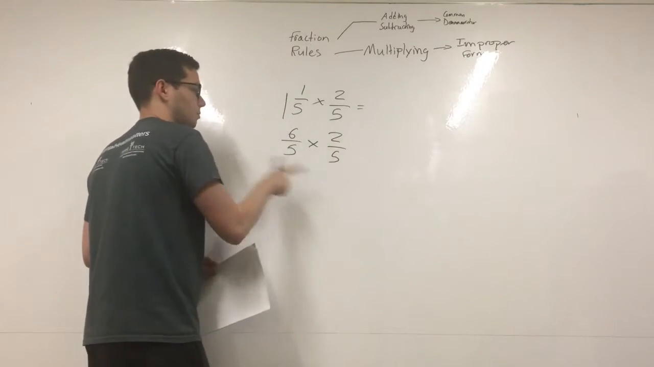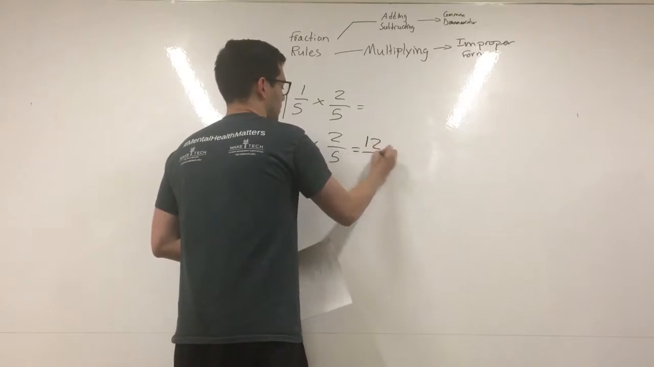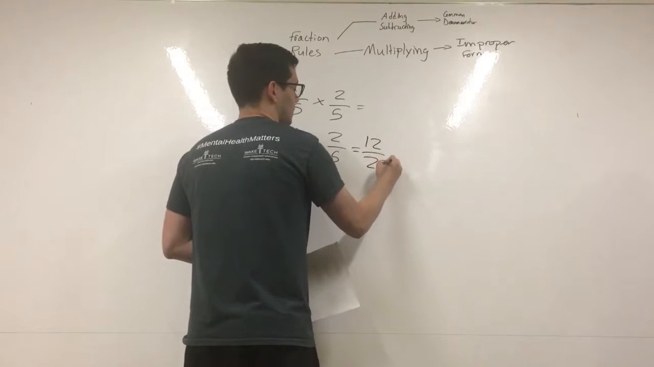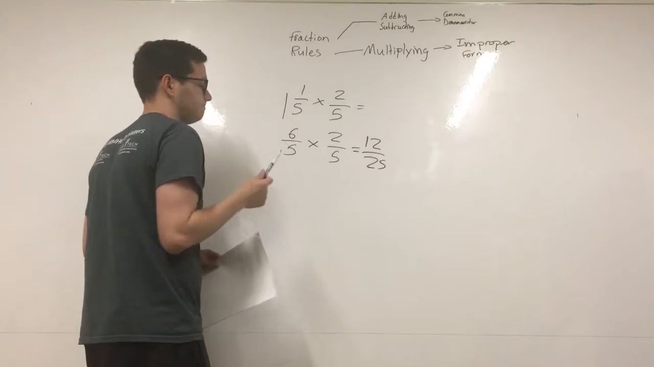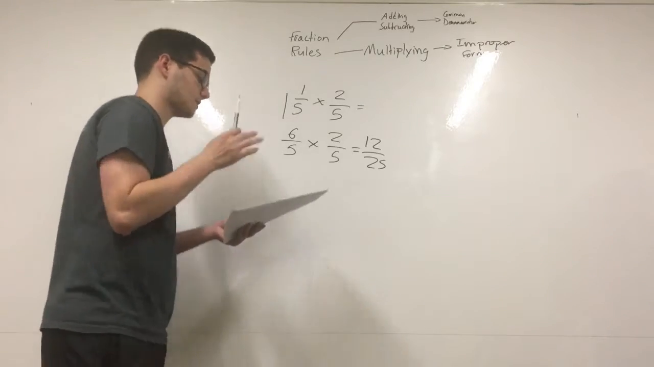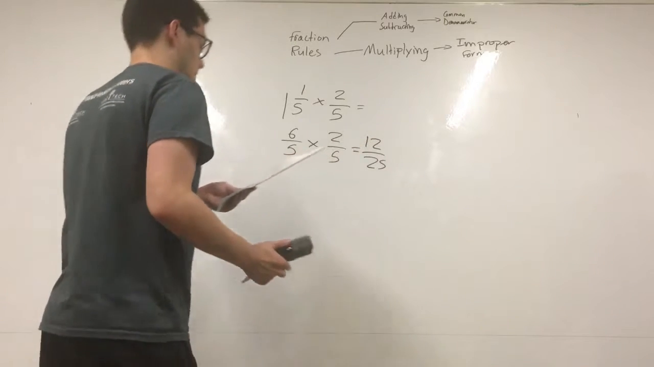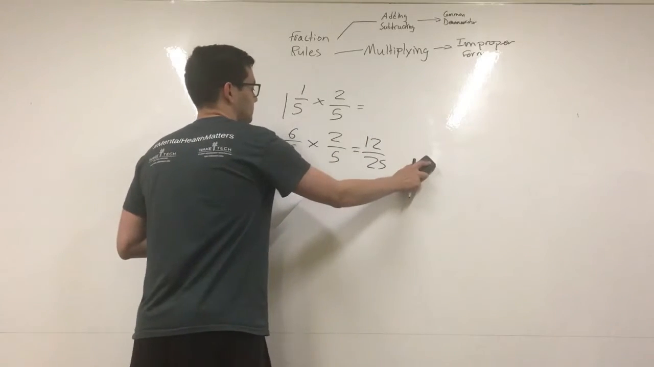So now that we have that, multiply straight across. 6 times 2 is 12. 5 times 5, 25. I don't think that can reduce either. I think that's, yeah, it's good as it is. Let's try one more. Two more.